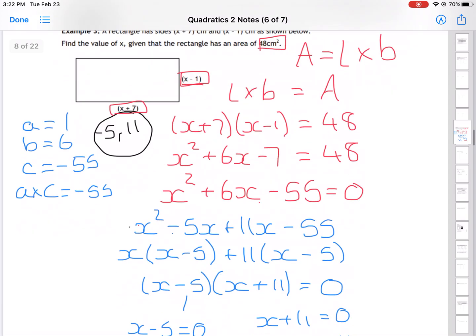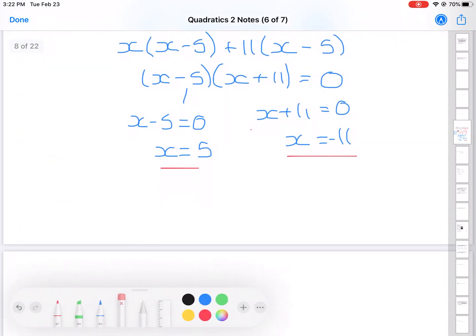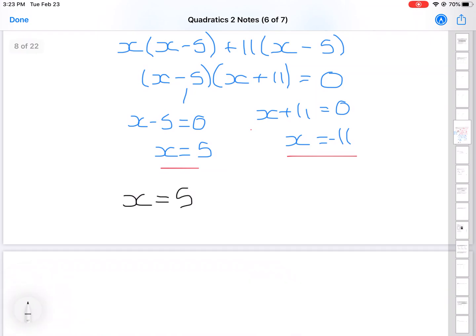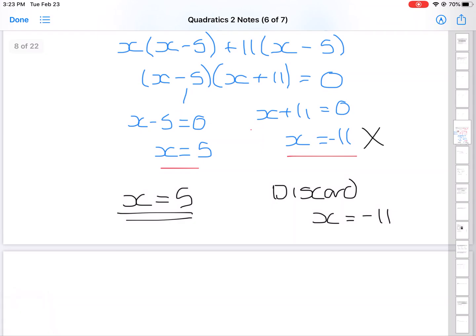Okay, so that means that the last thing we have to do is to say that x equals 5 is the final answer, and we discard x equals negative 11. So that is no longer a possible answer. Now, the thing with these questions in context is that we have to discard one of the values if it's not possible. So if you don't write discard x equals negative 11, then you won't end up with full marks for these questions. Okay.